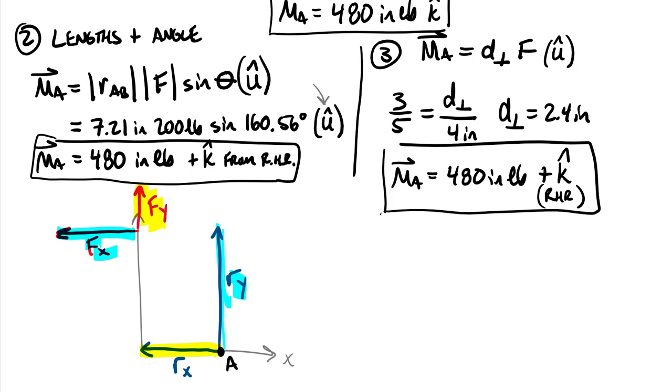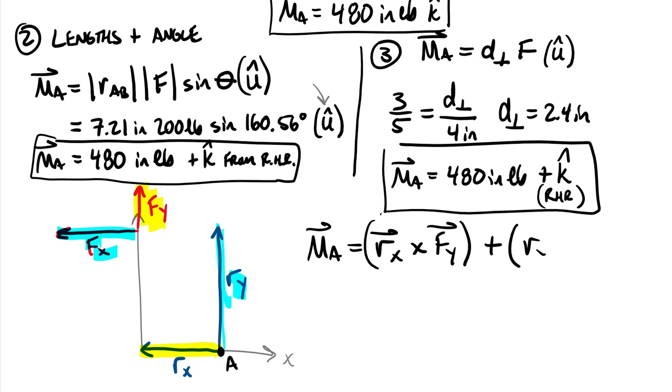So if we have these two perpendicular pairs, what we can do is take the cross product of each one of these. So we can say that my moment about point A is equal to my Rx as a vector crossed into my Fy, also a vector. I'm going to add that to my other pair, my Ry crossed into my Fx, always R cross F for any moment.